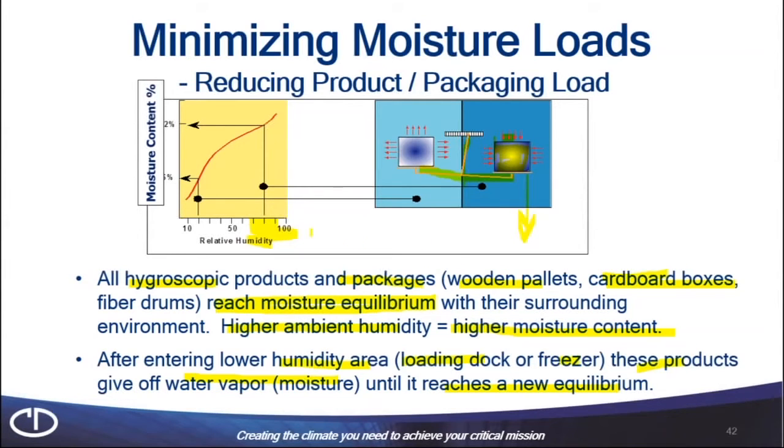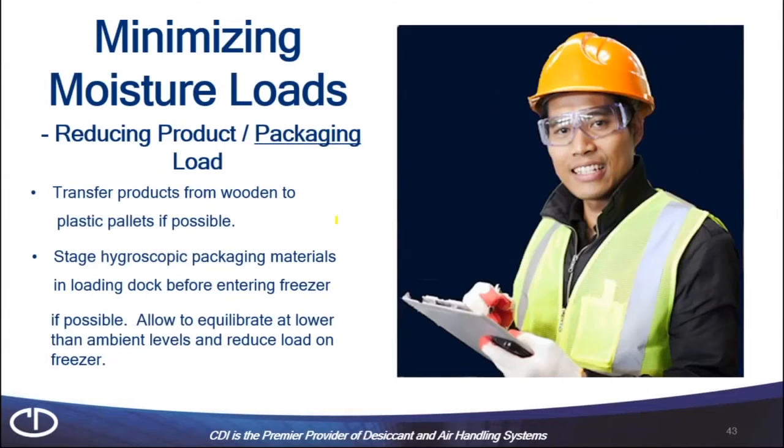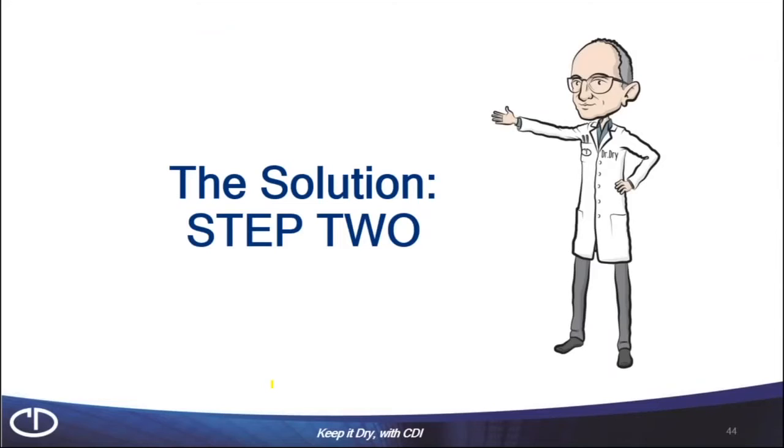So what can be done to reduce that moisture load? Transfer that from wooden to plastic pallets if at all possible. And if not, stage those hygroscopic packaging materials in some place that has a lower moisture content. Maybe it's the loading dock itself where we're going to hold a lower condition before it goes into the freezer. Keep the water out of the freezer, if at all possible. So we've been talking about reducing moisture before it gets there. What happens now that we've done all we can do? The moisture is present. What are we going to do?